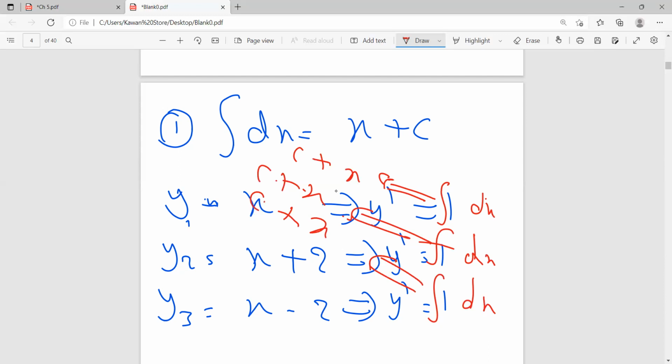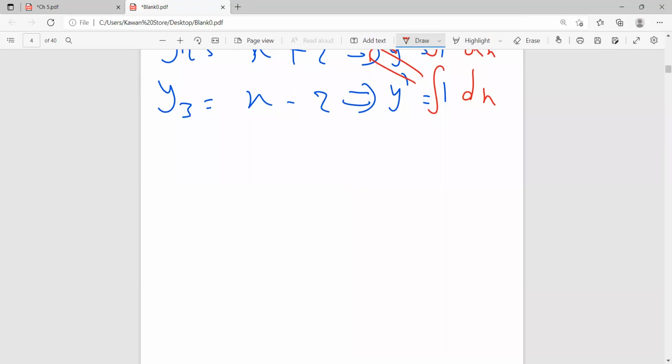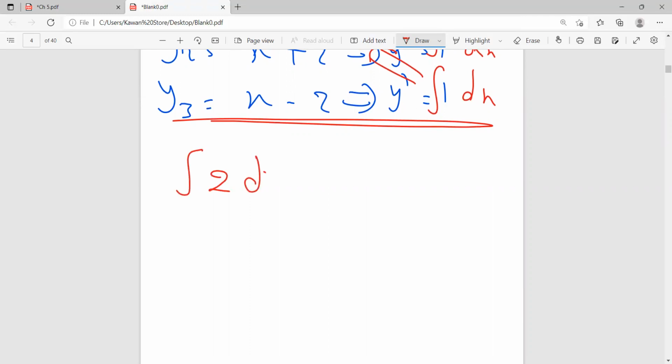Good. Now I'm going to talk about that. We say that if you have nothing, we just have a function. So I say, for example, I have 2 dx. Because 2 is a number, I say it is equal to 2 dx, and I know in the first example the integral of dx is just equal to x, right? So I have 2x plus c. We got it?